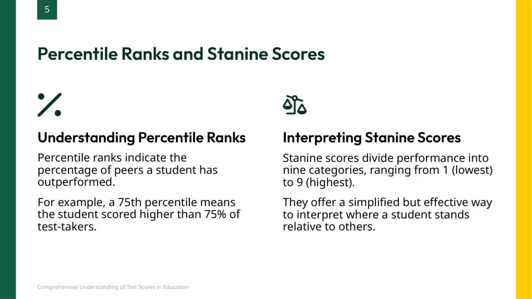Let's talk about percentile ranks first. A percentile rank shows the percentage of peers that a student has scored better than. So, if a student is in the 75th percentile, it means they perform better than 75% of the other test takers. It's a straightforward way to see how a student compares with the group. Now, moving on to standing scores. These scores break performance into 9 categories, from 1 to 9, with 1 being the lowest and 9 the highest. They provide a simple but clear picture of where a student falls within the broader range of scores, making it easier to understand overall performance at a glance. Both percentile ranks and standing scores are valuable tools for interpreting test results effectively.